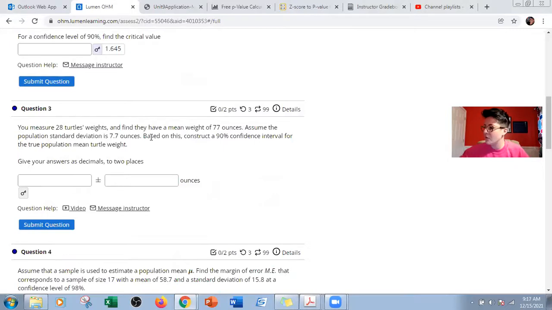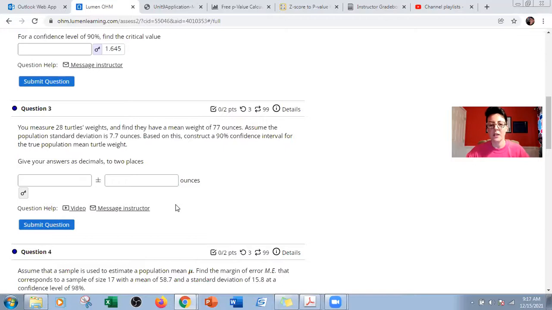So I'm going to write down here that we have 28 turtles. We know that that sample of turtles has a mean weight of 77 ounces. Sample mean, x bar. So x bar is 77 ounces. We're told that the population standard deviation, sigma, is 7.7 ounces. We want to construct a 90% confidence interval for the true population mean turtle weight.